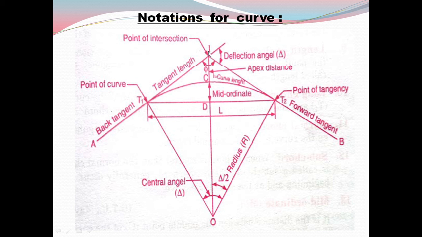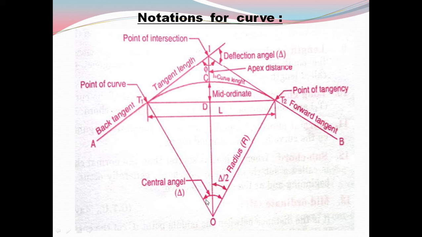and T1I is equal to IT2, that is called tangent length. It is denoted by capital letter T. So the line joining A and B at one point is called I, that is called point of intersection. It is also called vertex. Sometimes it is denoted by V also, I or V, one and the same.